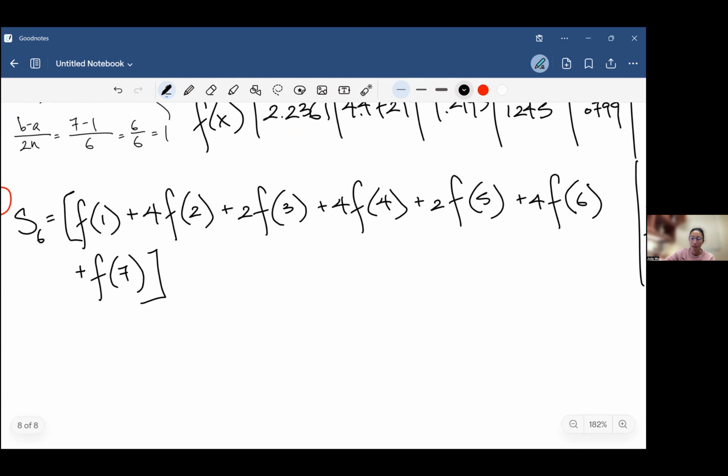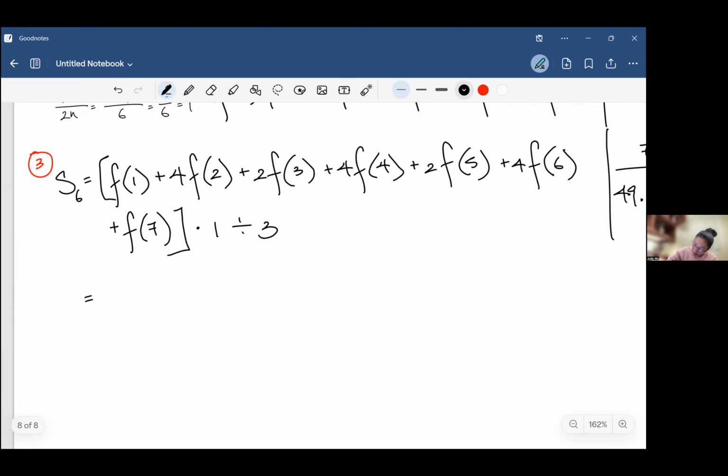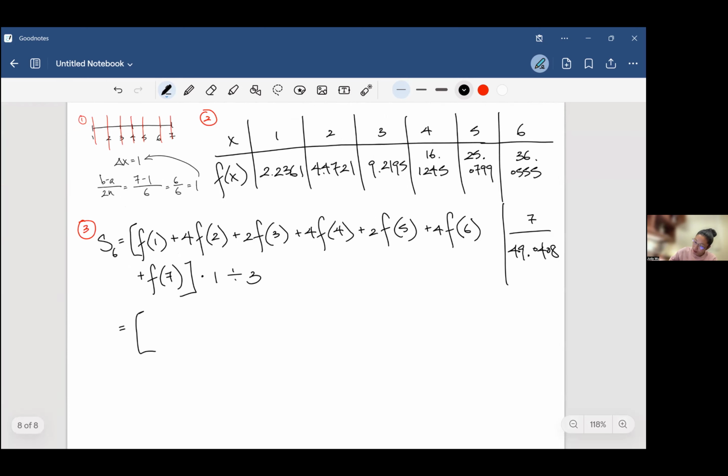Okay? So instead of saying 1, 1, and then just 2, 2, 2, 2, 2 all the way across, I'm alternating, right? 4, 2, 4, 2, 4. All right, now we have to do times our delta x, which is 1. And this time we are not dividing by 2, we're dividing by 3. Okay? All right, let's plug this all in. Let's see what we get.